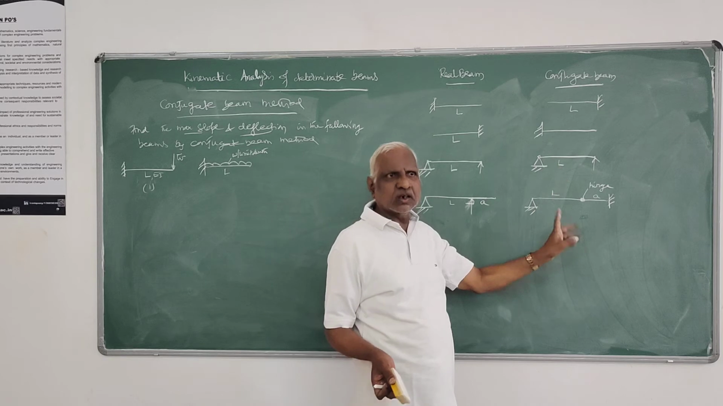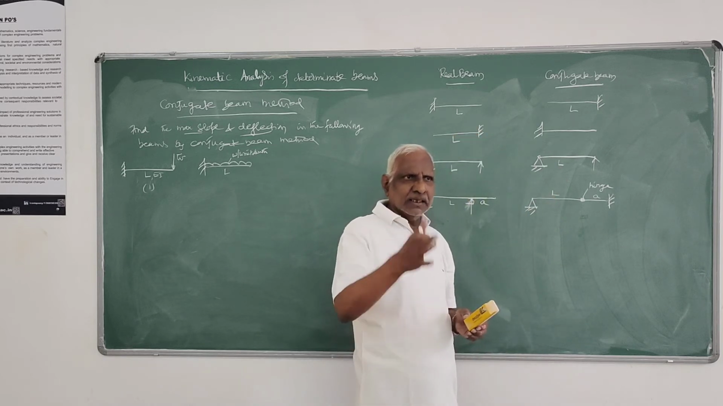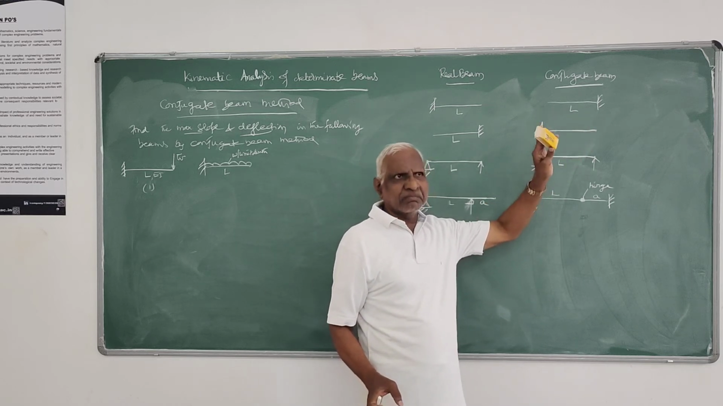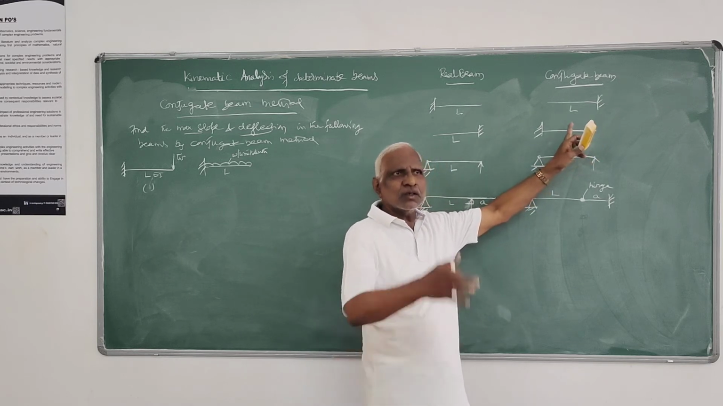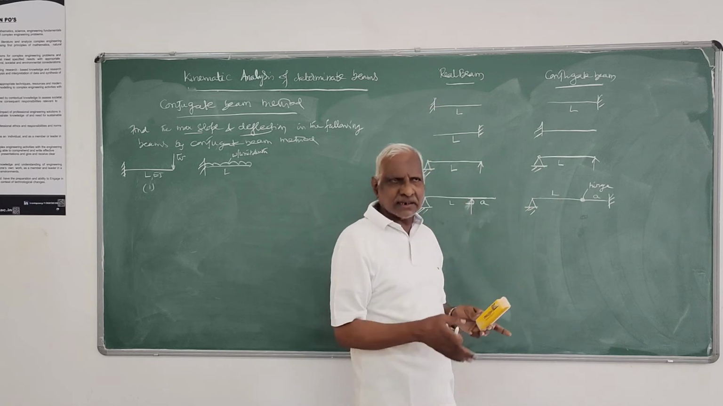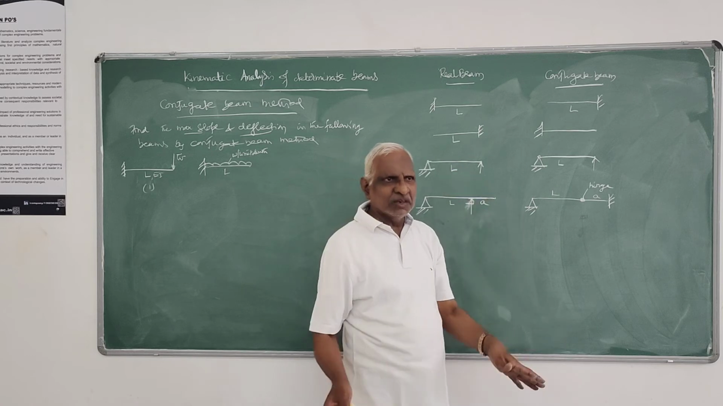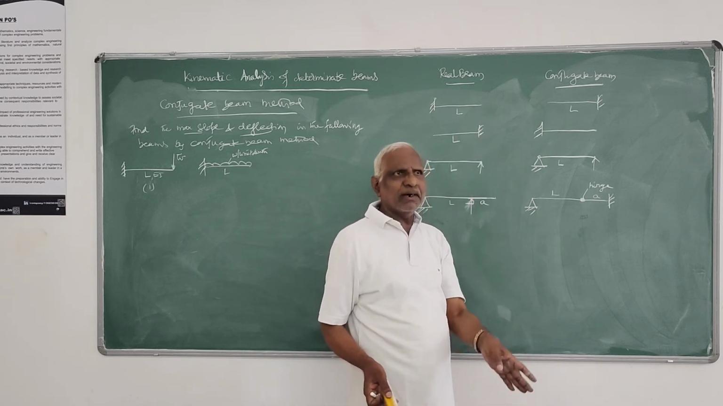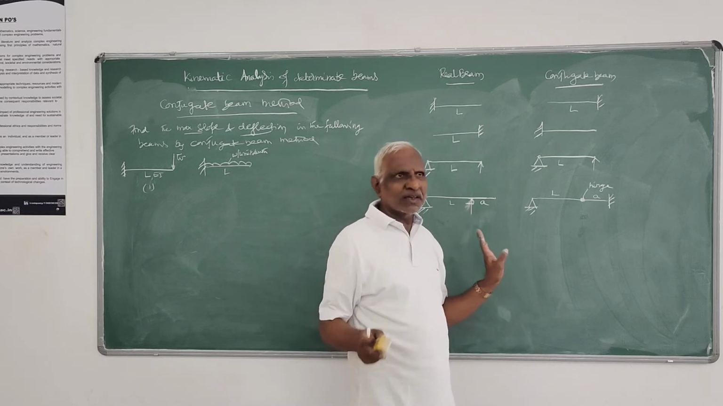So you have to write the conjugate beam, and in that conjugate beam you have to evaluate the shear force and bending moment at any point, because the load will be the M by EI diagram. So you apply the same definition of shear force and bending moment at any section. Evaluate shear force and bending moment at that section. Shear force at that section will give you slope. Bending moment will give you deflection. That point I forgot to tell, so that you remember.